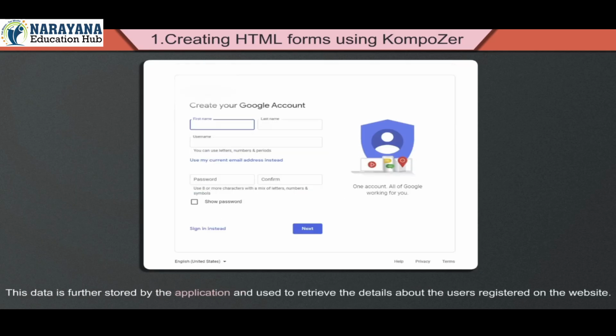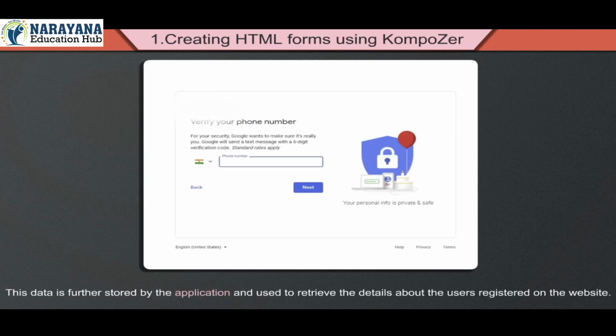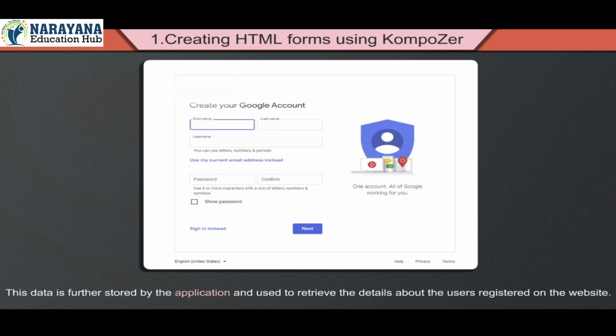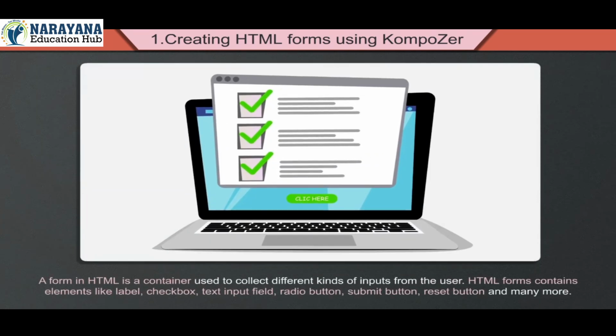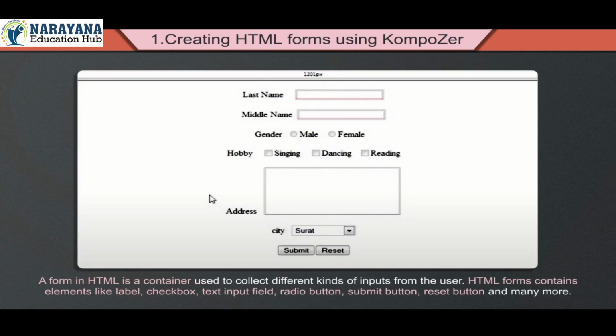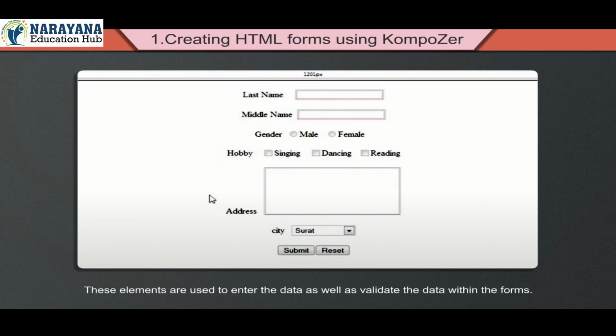This data is further stored by the application and used to retrieve the details about the users registered on the website. A form in HTML is a container used to collect different kinds of inputs from the user. HTML forms contain elements like label, checkbox, text input field, radio button, submit button, reset button, and many more. These elements are used to enter the data as well as validate the data within the forms.